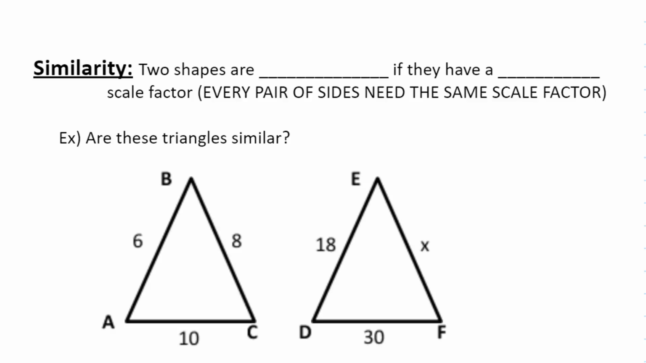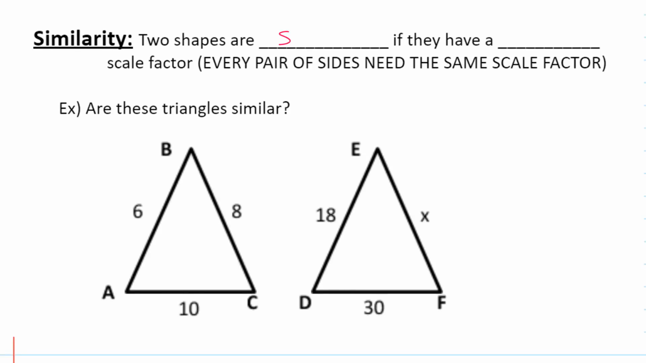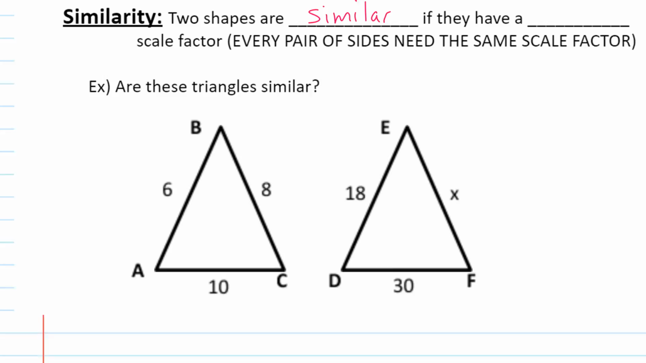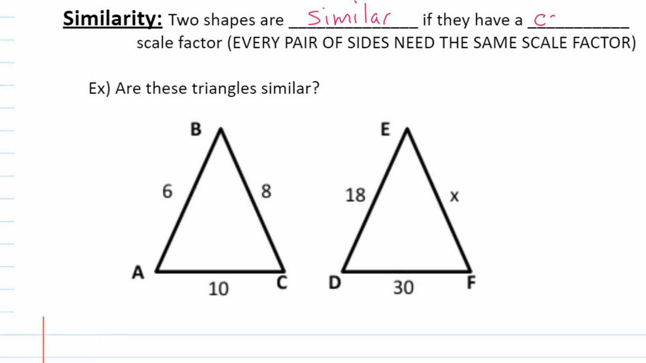All right. So now we're going to take what we just recalled about proportions and apply it to similar triangles. So we learned at the beginning of class that similarity means what? Same shape. So two shapes are similar if they have a constant scale factor.